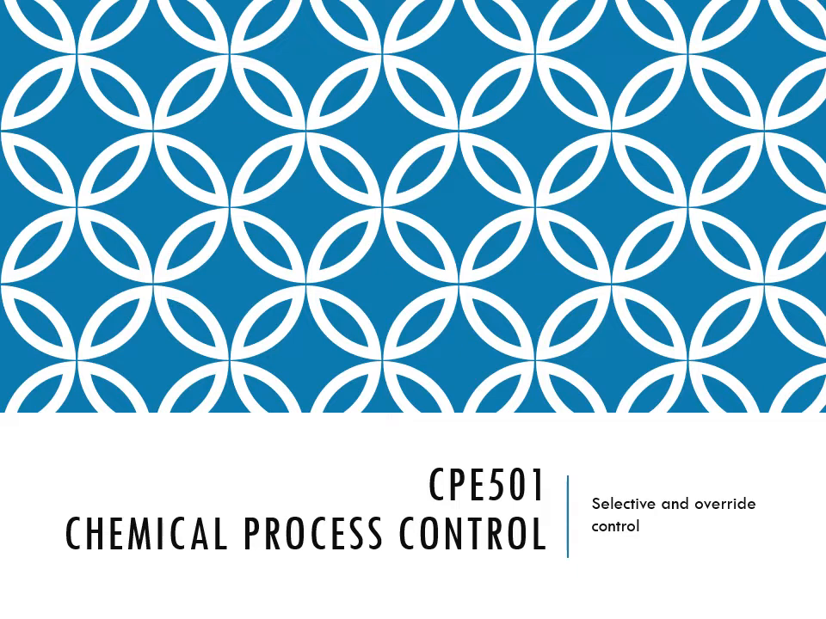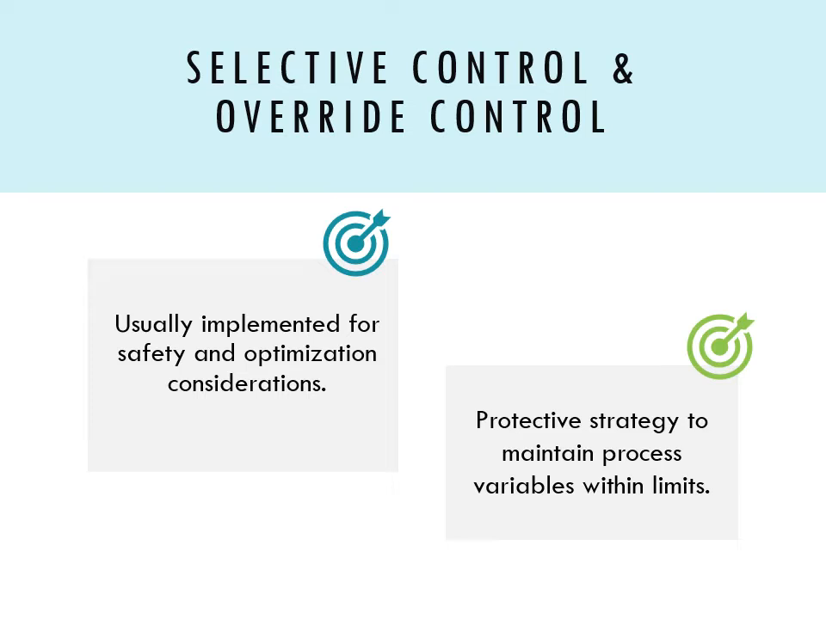Today we're going to learn the last chapter for the CPE501 Capital Process Control course, which is Selective and Override Control. Selective control and override control are among the many types of advanced control systems. These two types of controllers are usually implemented for safety purposes and optimization considerations.